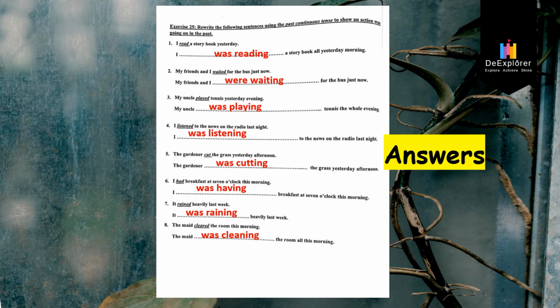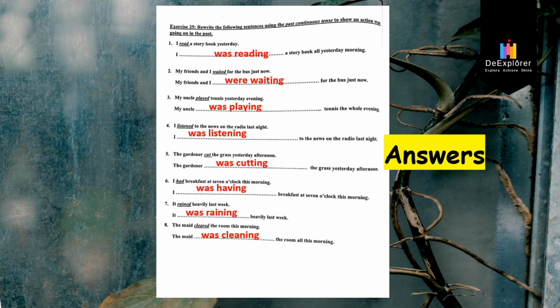You can check the answers now. Okay, question number 1, please mark on your own. I was reading. Alright, number 2, my friends and I were waiting. So why use were? Because my friends and I, so 多过 okay, 多过一个人的是 were waiting.